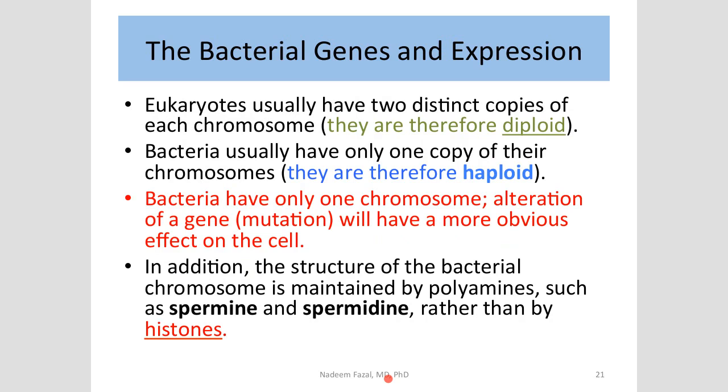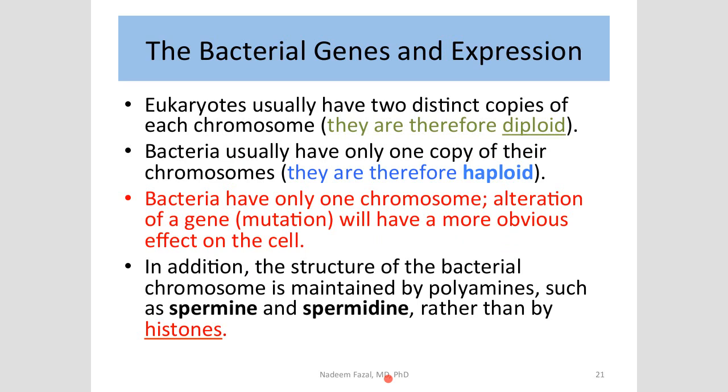Okay, now if you compare bacterial genes with us, we are diploid. So they are haploid, we are diploid, okay? Bacteria have only one copy of their chromosome. That's the reason they are called haploid. And if bacteria have only one chromosome, alteration of that particular gene, which is called mutation, will have a more obvious effect on the cell.